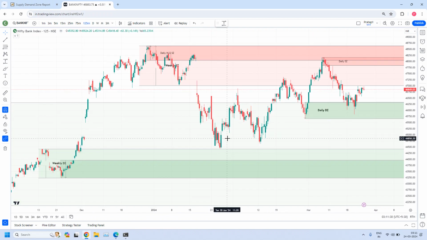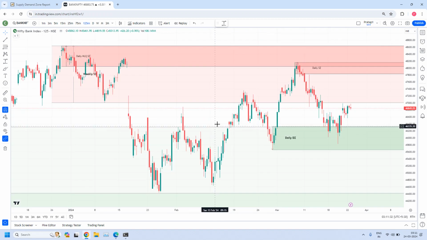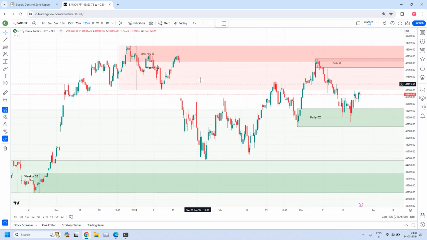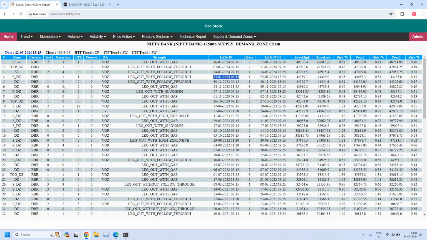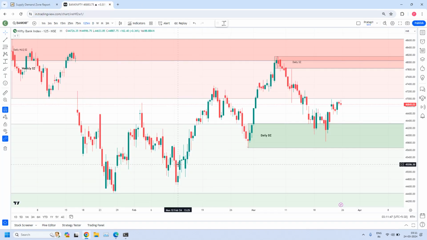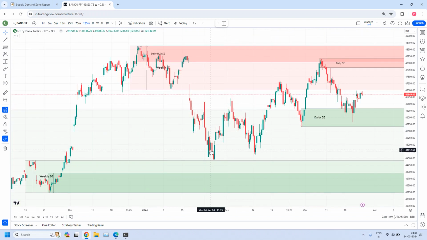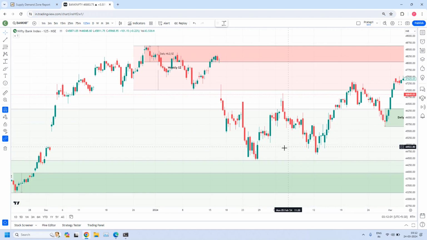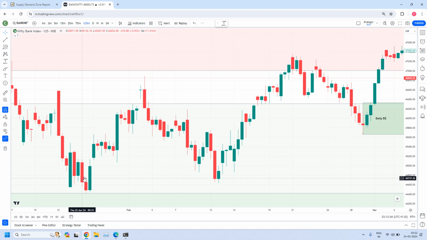Something wrong here. We are at 125 minutes time frame. Okay. This is the demand zone. 25th 9:15. I am seeing 1 or 2. Sorry for my mistake. I am seeing, yeah, correct only. 25th January. I was seeing in 24th earlier. Sorry for my mistake. This is the 25th January.